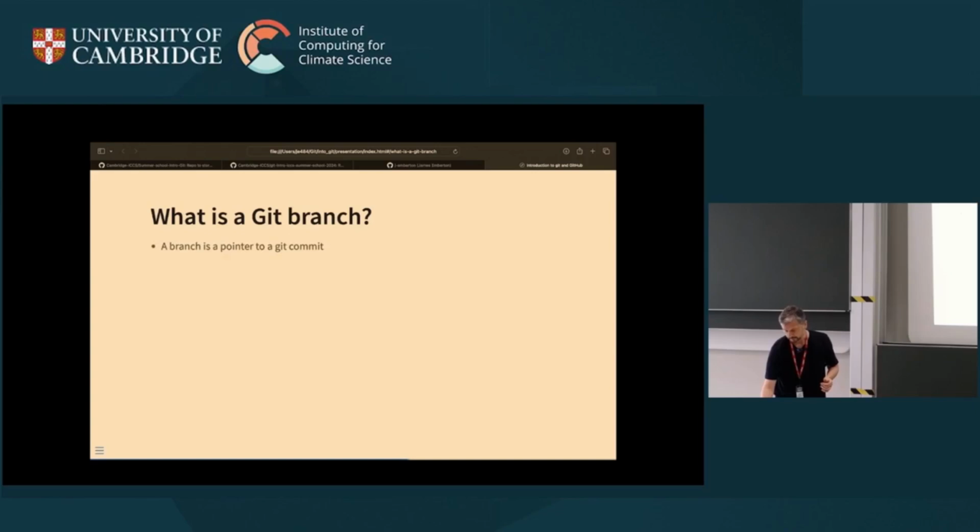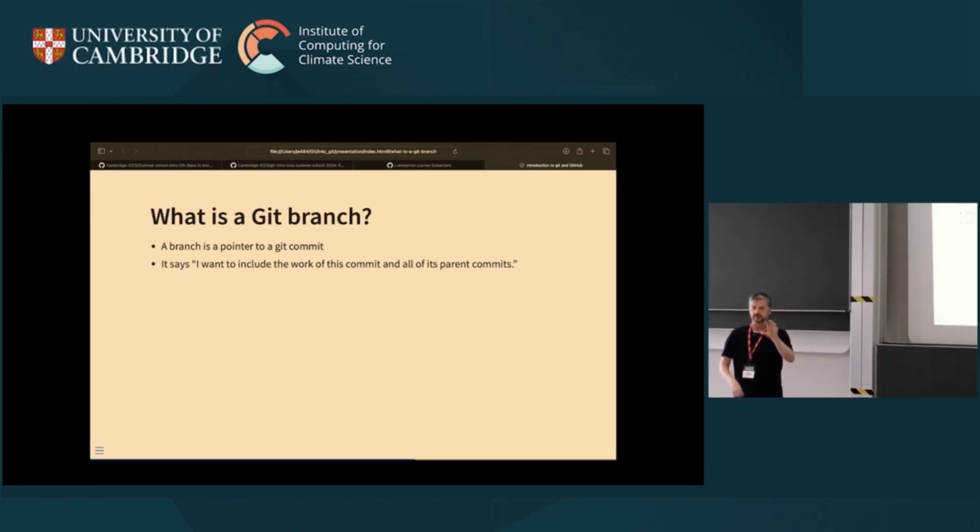So in technical language, a branch is a pointer to a git commit. Over time, you'll create a file, and that file will have multiple commits made to it. Each of those commits will have an ID. And when you take a branch, you're saying, this new piece of work, I want to reference back to this single commit at this point in time. And it says, at that commit, I want to include the work that we stored in that commit, as well as all the work that had happened previously up until that point in time.